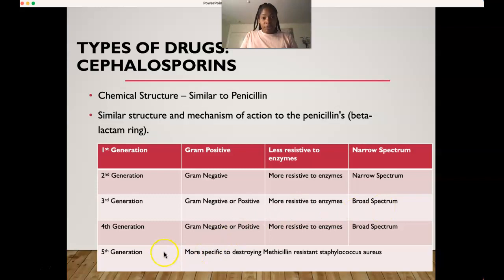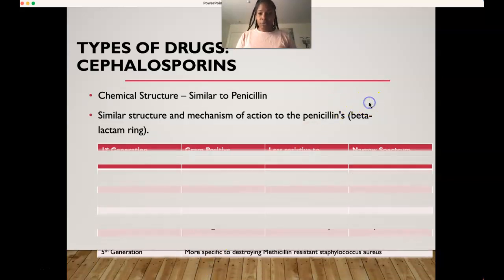Your generation 5 drug really hit the market with MRSA. So remember that there was a strain of MRSA that wasn't responsive to any type of antibiotic drug that we had. And so they developed a fifth generation cephalosporin drug, and that fifth generation drug was actually created to destroy staph. So if you have someone with a MRSA staph infection, most often they're on a fifth generation cephalosporin drug.